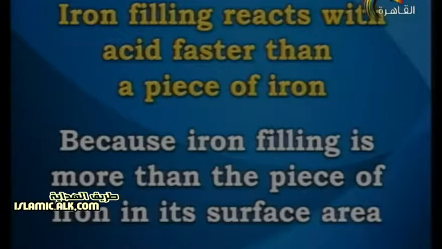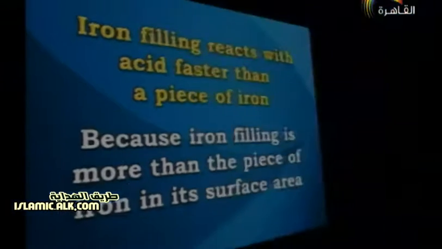After that, we have: iron filings react with acid faster than a piece of iron. Because iron filings have more surface area than the piece of iron. It's very easy to know this. Why? Because when the surface area increases, the chemical reaction increases, or the speed of the chemical reaction increases. Let's go to see another one.